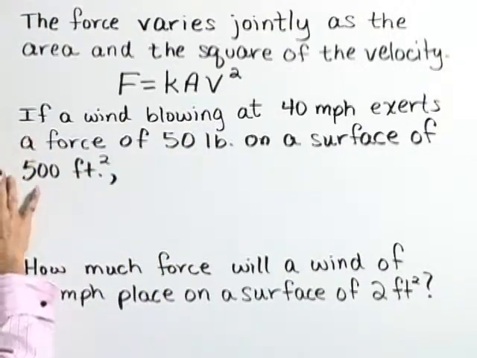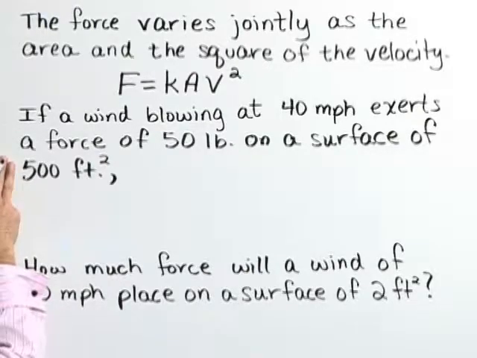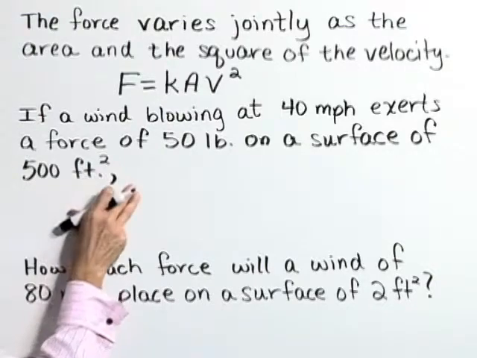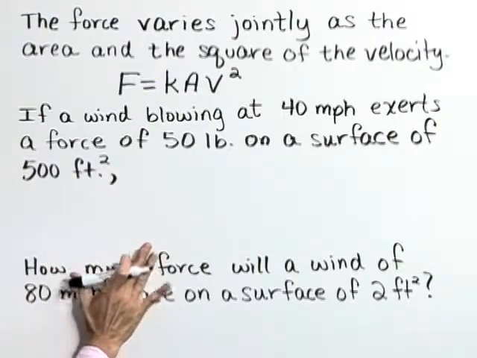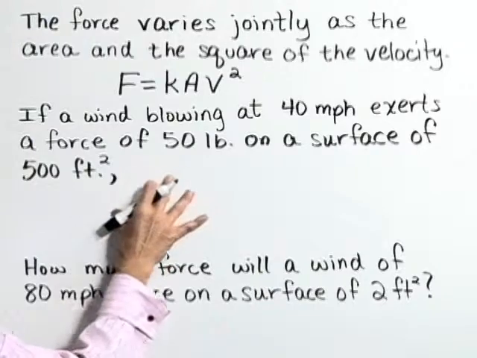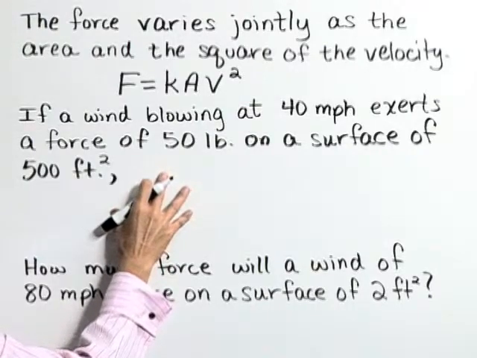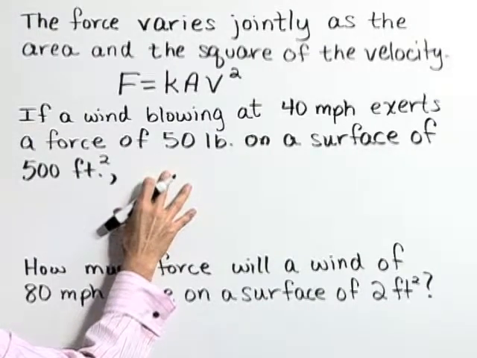In the second part, we're given a scenario. If a wind blowing at 40 miles per hour exerts a force of 50 pounds on a surface of 500 square feet, then we have a question, but we'll get to that in a minute. This second part is going to allow us to solve for our unknown constant K.